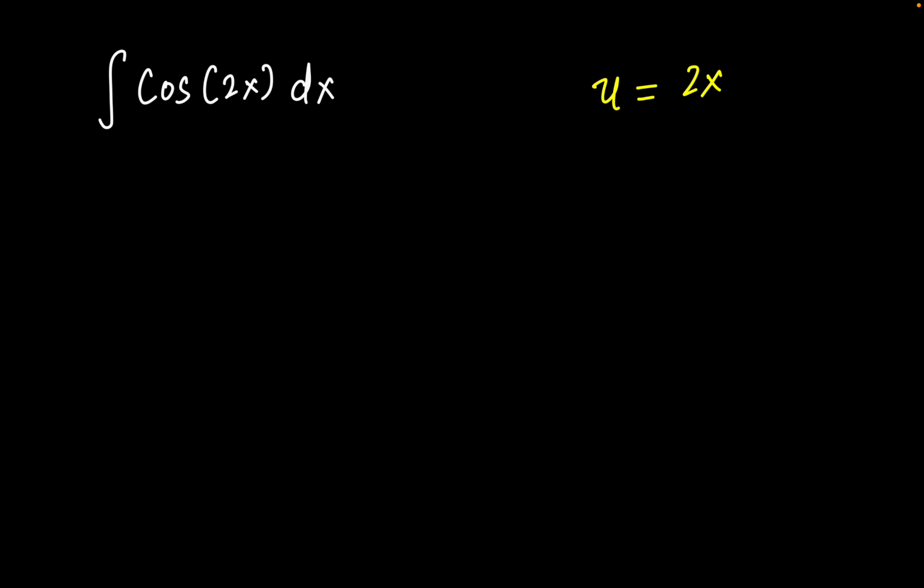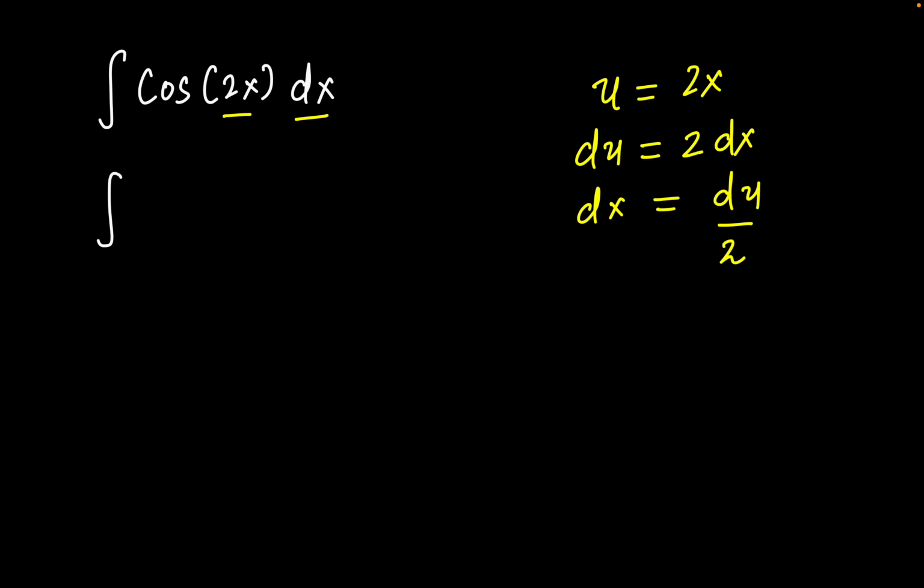Now next step, you're going to take the derivative on both sides, so we will have du equals 2 dx. Now we need to replace 2x and dx. So over here we can write dx equals du divided by 2. After doing this, we're just going to replace this value over here. So we can write this as the integral of cos u times du divided by 2.